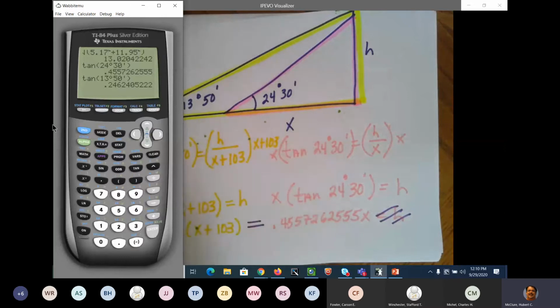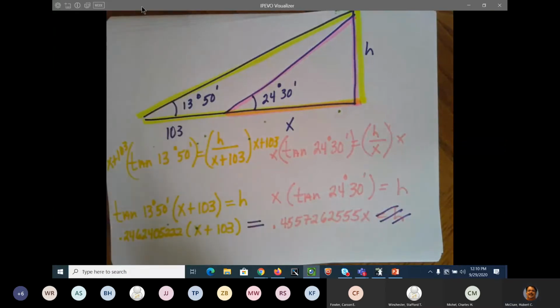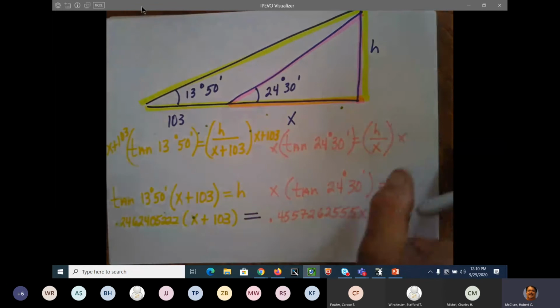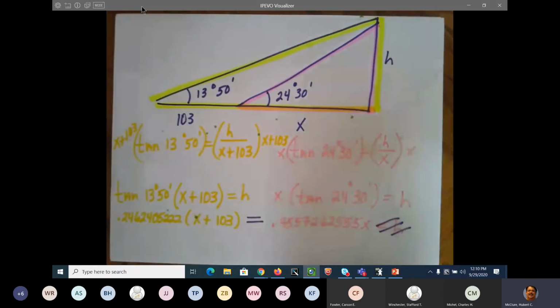Now you got a pre-algebra problem. Now, you may not like the way it looks, but that is a pre-algebra problem. Distribute the x, distribute to the 103, and that's there. Now combine like terms. So do that. Finish the pre-algebra problem. And once you've got x, you can find h with the pink triangle.